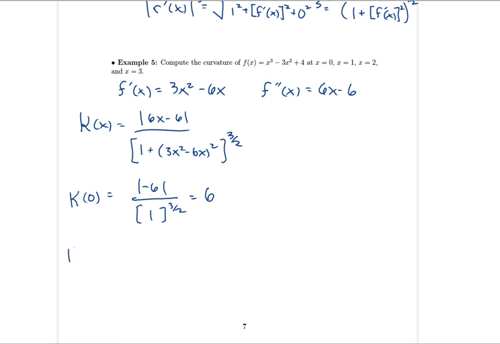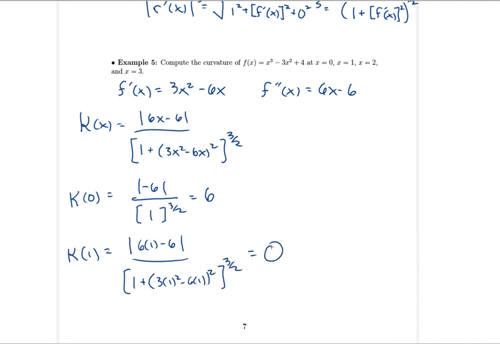When I do the curvature at 1, that's going to be 0, right? Because it'll be 6 times 1 minus 6, all over 1 plus 3 times 1 squared minus 6 times 1. But all that matters is the top is 0, right? So you get 0 there.